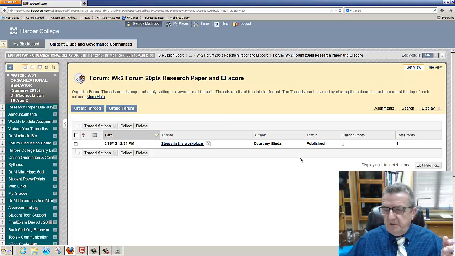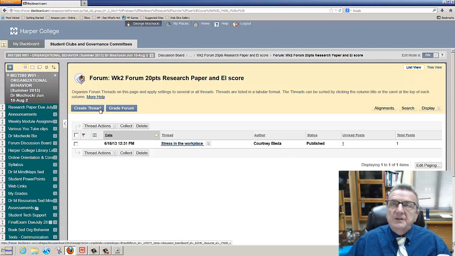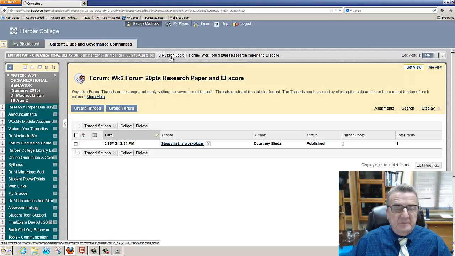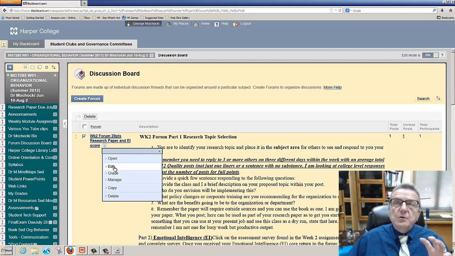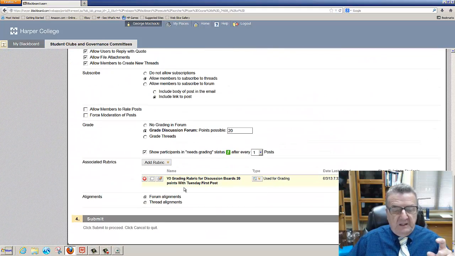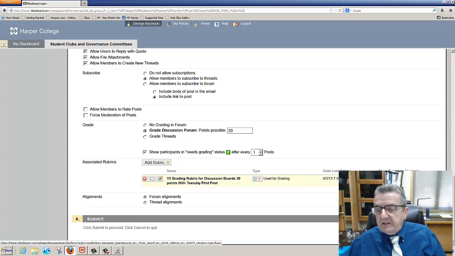Since I'm the instructor, it's not set up the same way for me. But when you click on it, I have a graded forum. Let me show you what I have in here. I go to edit, and you'll see a rubric attached to this forum. So if I go into my forum, I have a rubric attached to it, and we could click on the rubric and you could see what the rubric is about.